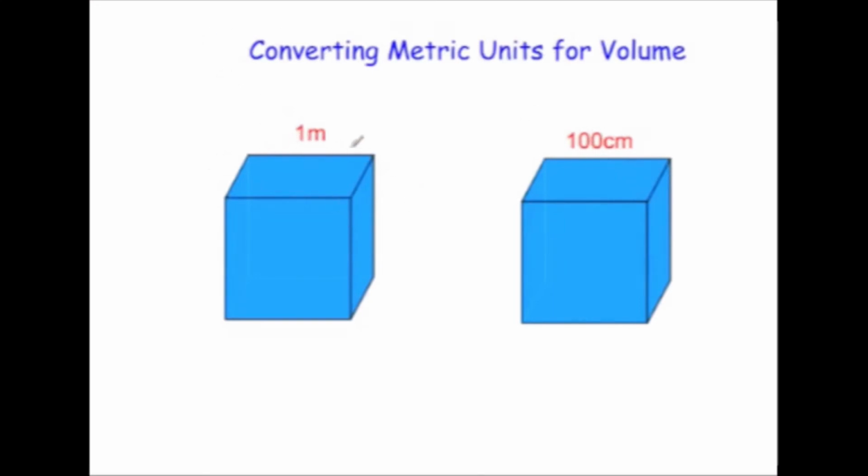So if the width of this one is 1 meter, then the height of it is 1 meter, and the depth of it is 1 meter. So the volume would be 1 meter times 1 meter times 1 meter, which would be 1 meter cubed. So this is 1 meter cubed.